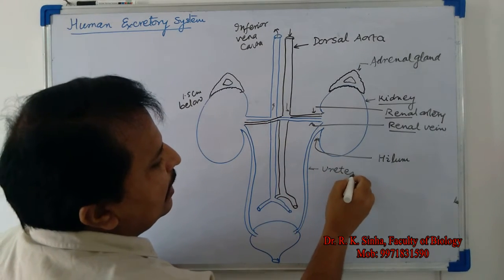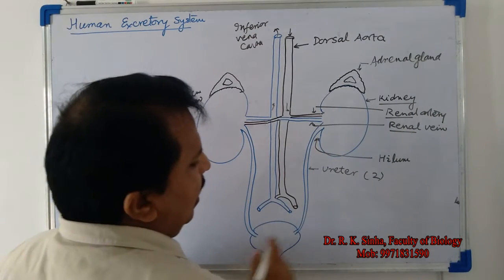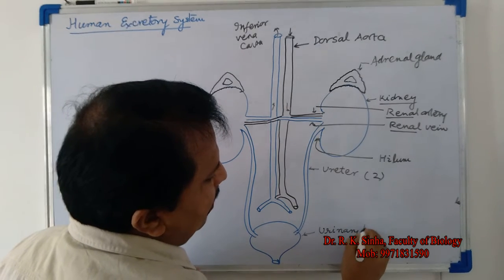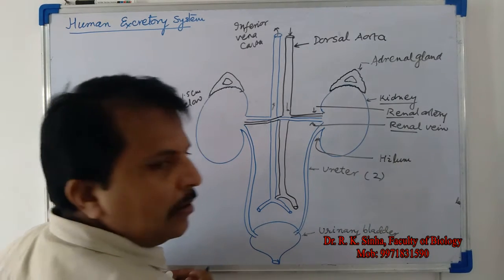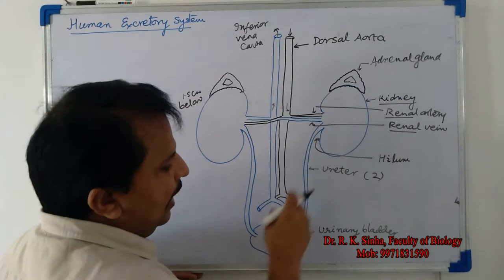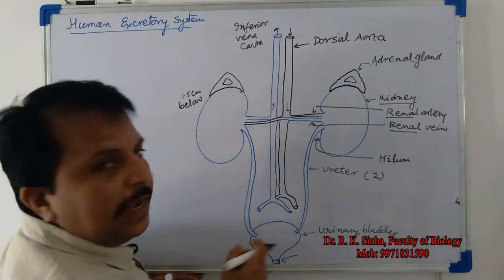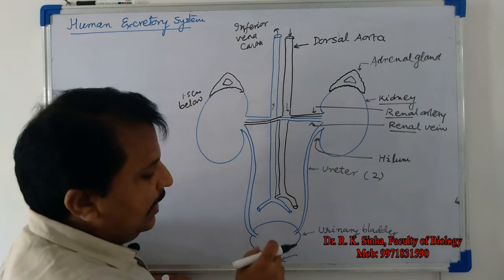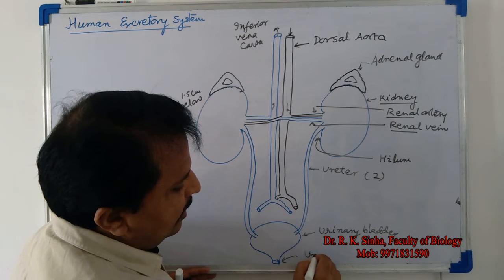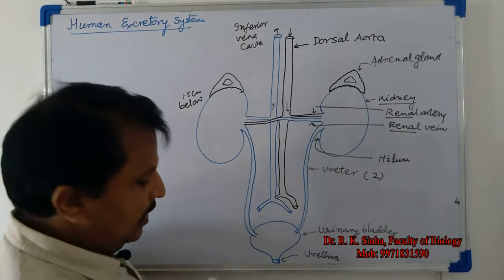And this is the ureter. There are two kidneys, that's why there are two ureters. This is the urinary bladder, and this is the urethra. The urinary bladder collects urine temporarily, and when stimulated it contracts, and the urine passes out through the opening known as the urethra. So this is the external feature.